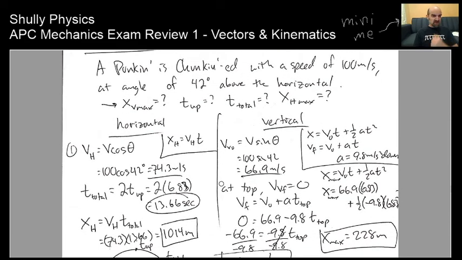So this is an example. The pumpkin is chunked with a speed of 100 meters per second at an angle of 42 degrees above the horizontal. It means it's fired.